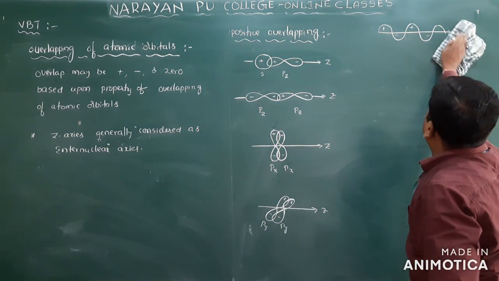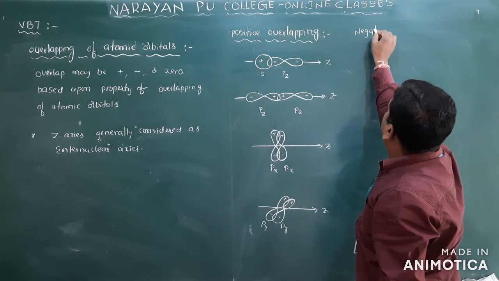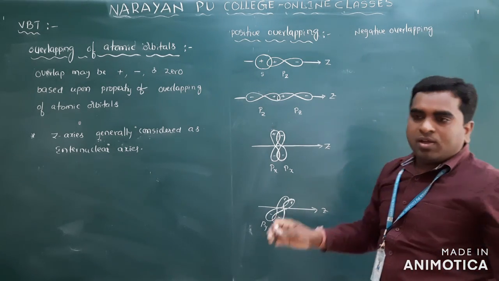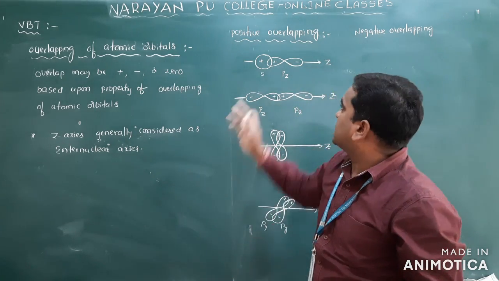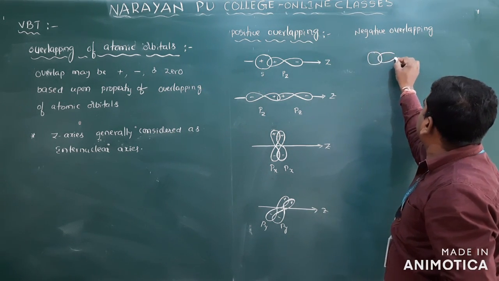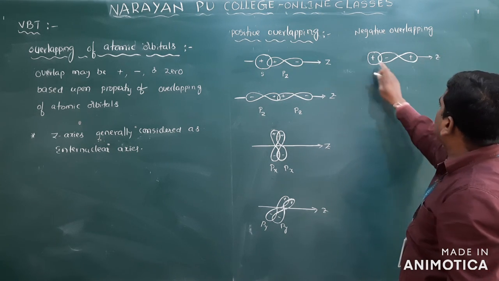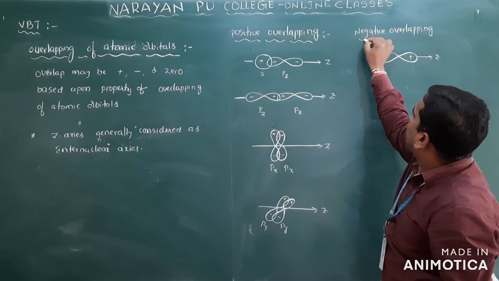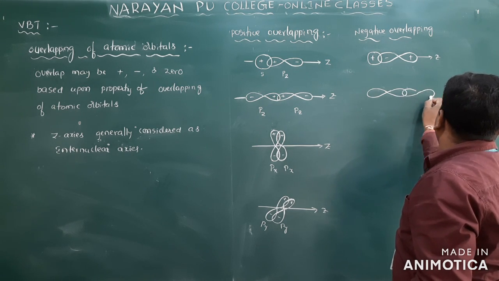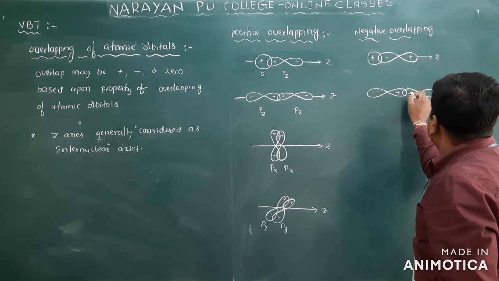Can I write here negative overlap? Negative overlap means exactly the opposite of this. Negative overlapping means overlapping takes place in opposite phases. One is plus and the other is negative. So I will write the same thing. This is positive, this is negative. This is positive. This is the z-axis. Clear? Positive and negative overlapping, so it is a negative overlapping. Here also the same. If one is positive, the other is negative, and if it is negative, the other is positive.